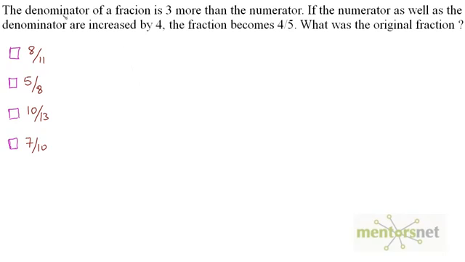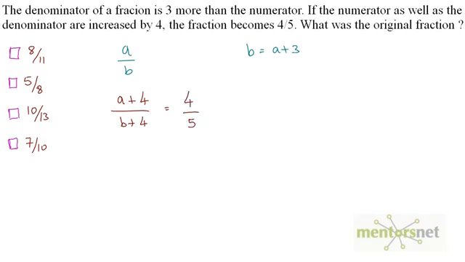Okay, so we have been given that the denominator of the fraction is 3 more than the numerator. Let the fraction be A by B. So the denominator is 3 more than the numerator, therefore we can write B is equal to A plus 3. And if the numerator as well as the denominator are increased by 4, so we have A plus 4 by B plus 4, the fraction becomes 4 by 5. So this is equal to 4 by 5.